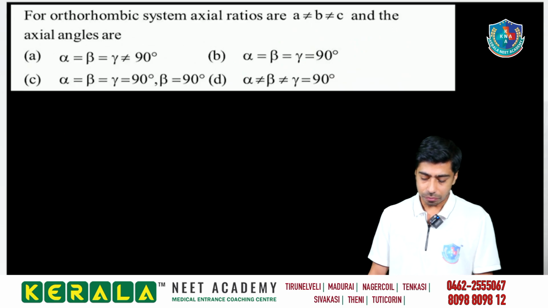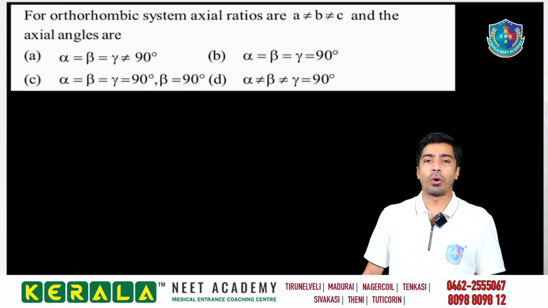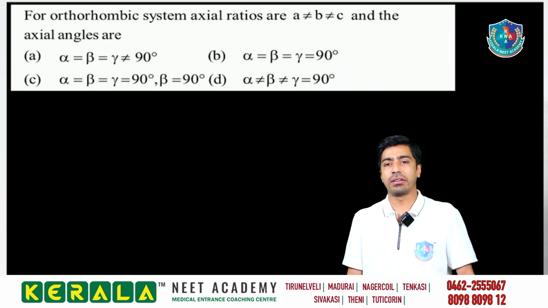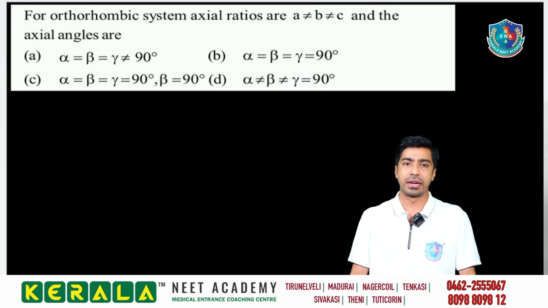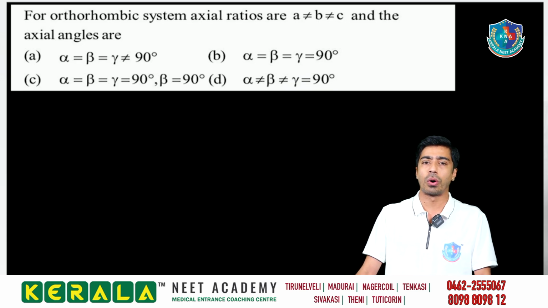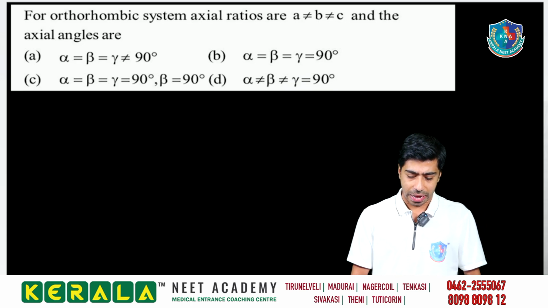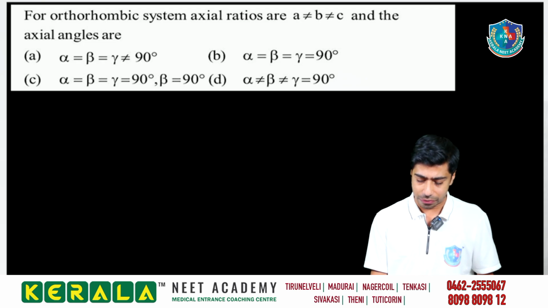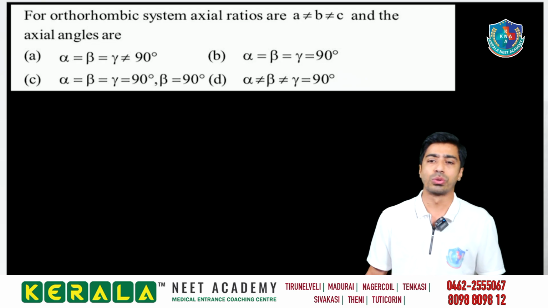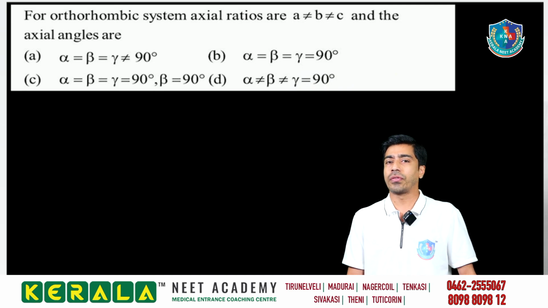Then next one. For orthorhombic system, axial ratios are given like A not equal to B not equal to C, and axial angles. So what should be the axial angle for the orthorhombic system? It's a very direct question, and we should know all these values. Only that is the concern in this question. So you know about the types of crystal system.